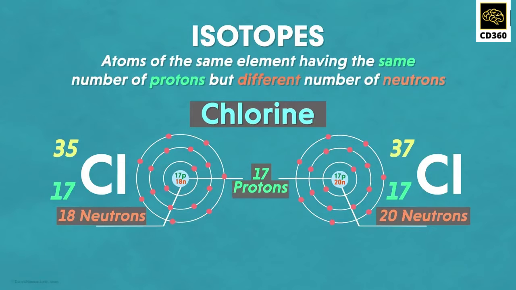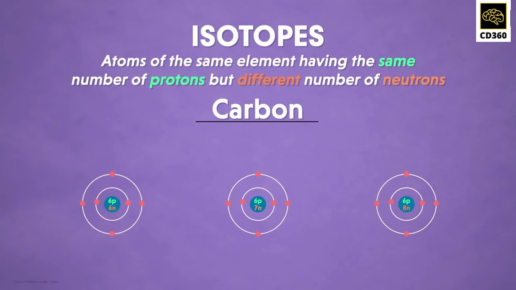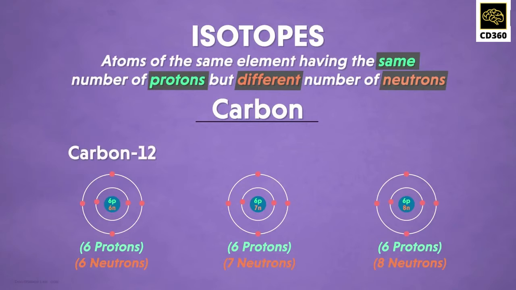Similarly, several elements have isotopic forms. For instance, we have carbon with 3 isotopes. As we can see here, each isotope has 6 protons, but different number of neutrons. One has 6, the other has 7, and the last one with 8 neutrons. We name these isotopes as carbon-12, carbon-13 and carbon-14 respectively. Now this was about the different forms of the same element.